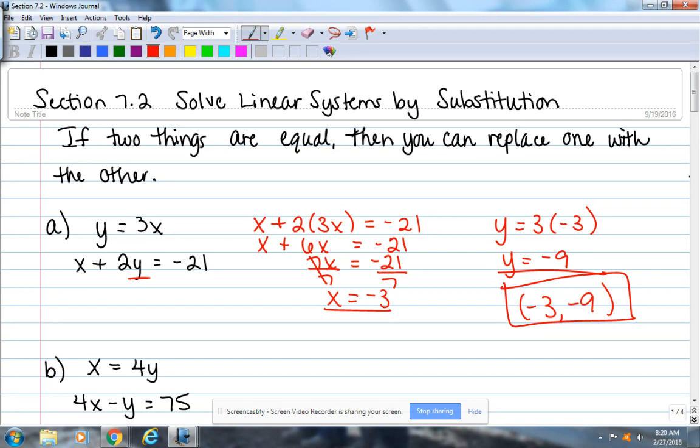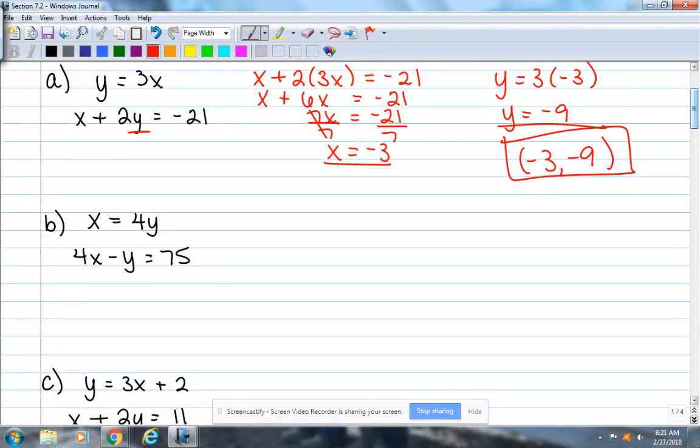So if they were lines and I were solving by graphing, guess what point they would cross at? (-3, -9). It's the same thing that we're talking about. It's just doing it in a different way. Okay? Because the graphing method does not work well all the time. I mean, sometimes we have really, really big numbers, right? And the graphs won't fit on our paper where they intersect. So that's why there's multiple ways to solve a system. So that's what we're doing. We're looking for things that are equal to each other and replacing them. So look at problem B here. x equals 4y and 4x minus y equals 75.